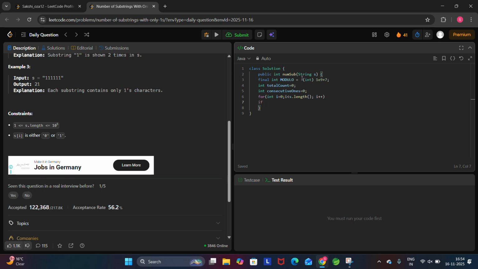So for that, we are going to write an if s.charAt(i) is equal to 1, then consecutiveOnes is going to be incremented, else consecutiveOnes is going to be 0.